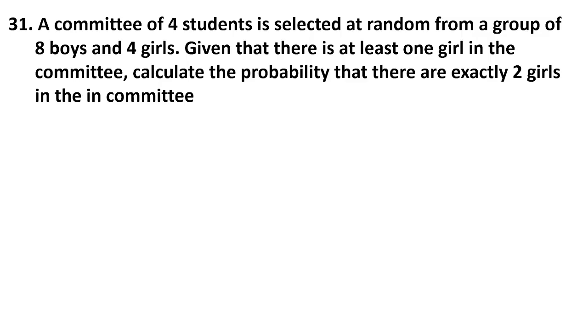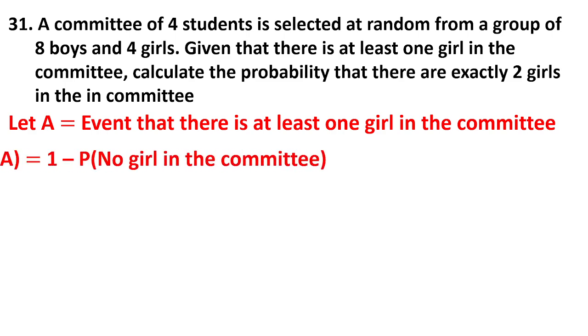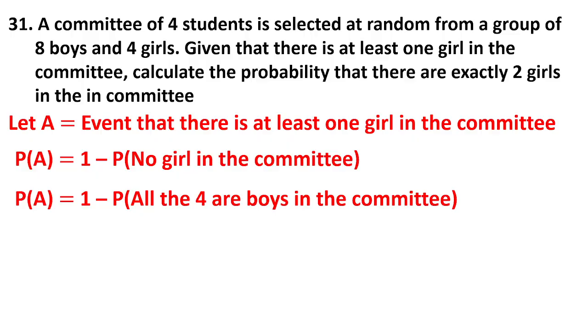This problem is coming under conditional probability, where we have to take A as the event that there is at least one girl. Now normally, when it is at least one girl, then 1 girl, 2 girl, 3 girl, 4 girl, the problem will be you have to find so many probabilities to be added. For that we should go for its complement. 1 minus no girl. If it is 1 minus no girl, it will be there is at least one girl. What is the meaning of no girl? It will be all the 4 are boys.